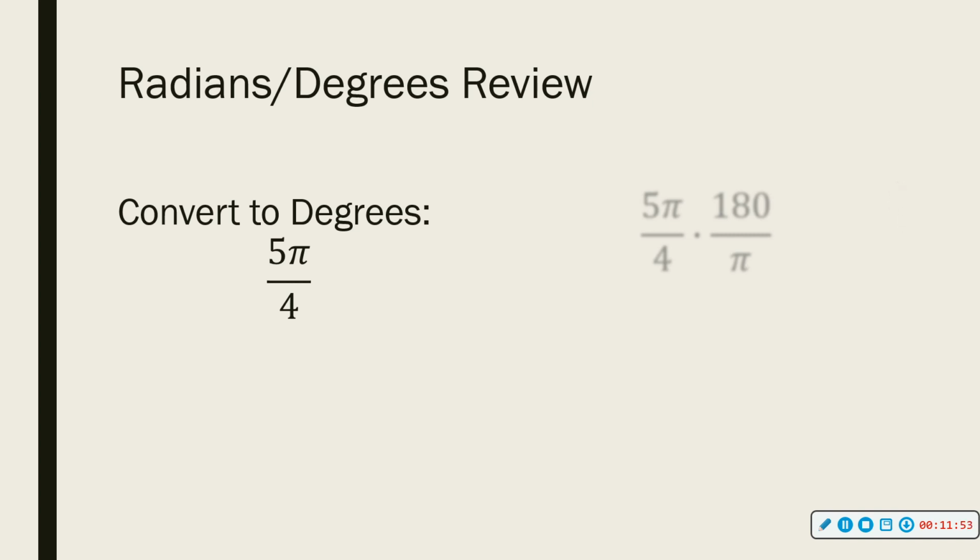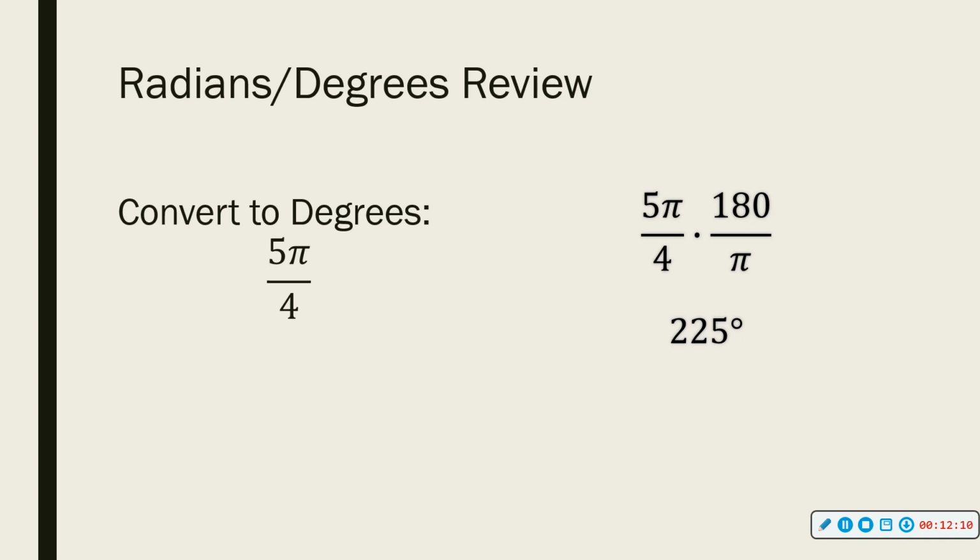Okay, so I'm pretty sure you can see that you need to do 5 pi over 4 times 180 over pi, but really you're just reducing the fraction. The pi's divide out, the 4 goes into 180, and then you times by 5, so 225 degrees.